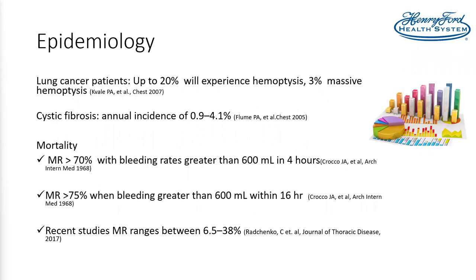Some epidemiology: in lung cancer patients, up to 20% will experience hemoptysis. Only 3% will be massive hemoptysis. The incidence of massive hemoptysis in cystic fibrosis is usually an annual incidence of 0.9 to 4.1%.